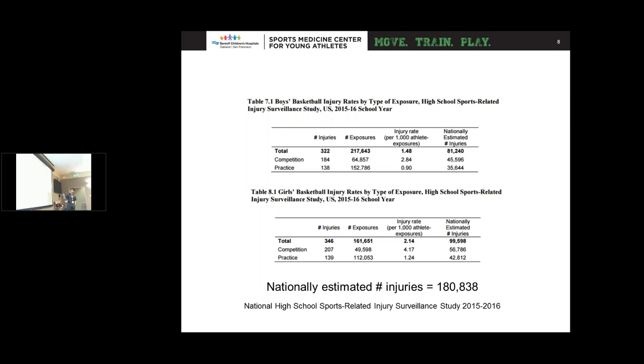So for boys basketball for the 2015-16 school year, there were 322 injuries and 217,000 exposures. That's just from the schools that reported for this study. So the total estimated injuries nationally is about 81,000 injuries. Then if you look at girls basketball, there's only 161,000 exposures, yet there's almost 100,000 estimated injuries. So for the total injuries, you're looking at 180,000 injuries in high school athletes for 2015. That's a lot of injuries.